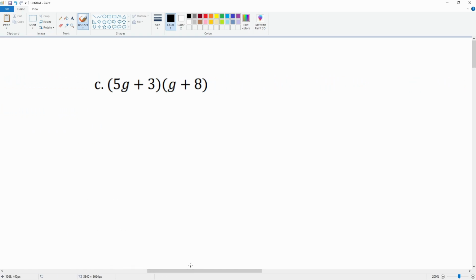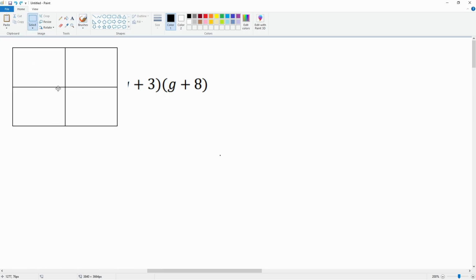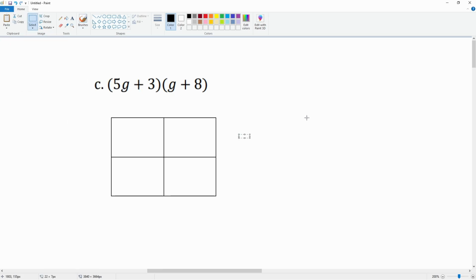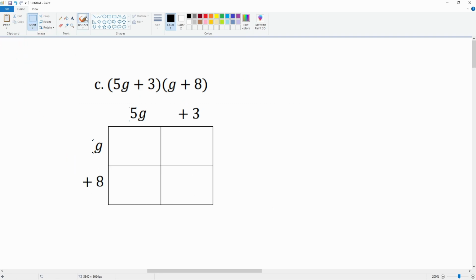Next, here we have 2 terms times another 2 terms. So that is going to be a 2 by 2 shape. Let's fill in the values. We have 5g plus 3. Then you have a g, and then a plus 8. All right. So let's multiply.